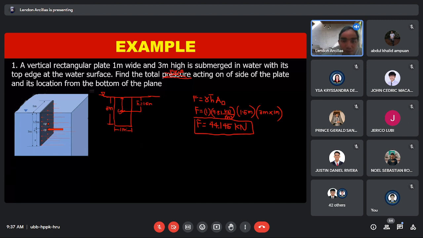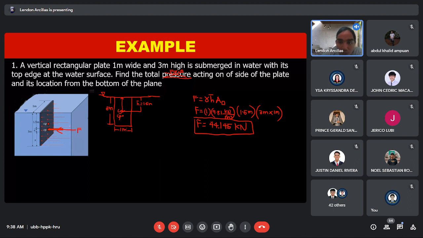Next is to find the location from the bottom of the plane. We need to find the center of pressure. Hindi ko nasabi kanina, yung center of pressure pala is lower than the center of gravity. So, theoretically, ito yung side view ng vertical rectangular plate. Ang center of pressure, ang ibig sabihin nun is doon magko-concentrate yung total force. So doon yung hydrostatic force mag-a-act.